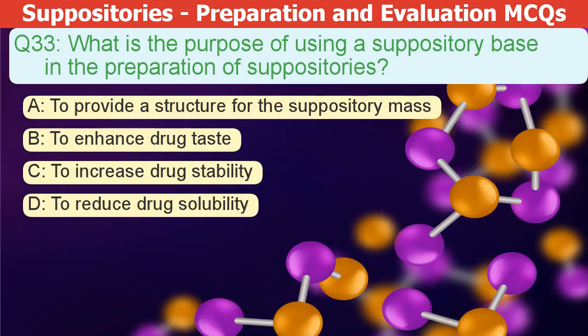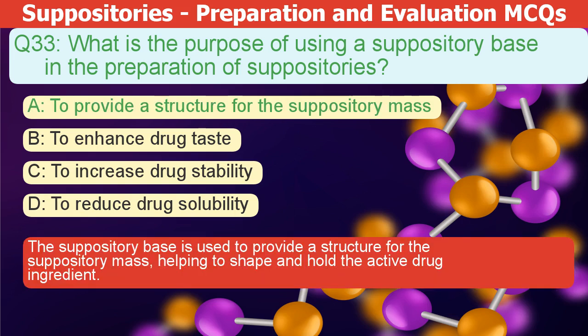What is the purpose of using a suppository base in the preparation of suppositories? A. To provide a structure for the suppository mass. B. To enhance drug taste. C. To increase drug stability. D. To reduce drug solubility. The correct answer is A. The suppository base is used to provide a structure for the suppository mass, helping to shape and hold the active drug ingredient.